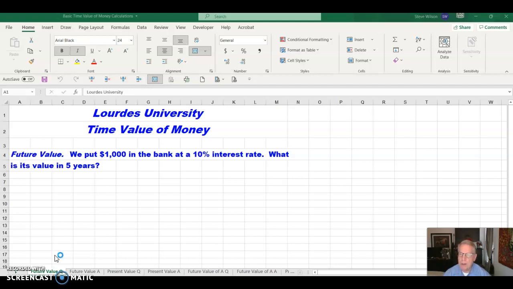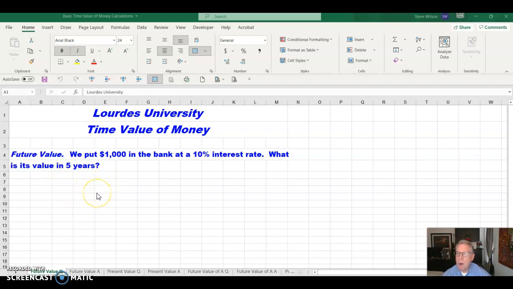To start this off, let's look at some concepts of the time value of money. First of all, pretty easy here, we have the future value of an amount. There are 4 concepts we're going to be going through: future value of an amount, future value of an annuity, present value of an amount, and present value of an annuity. So we'll take a look at all those, and that will be a nice introduction to this chapter.